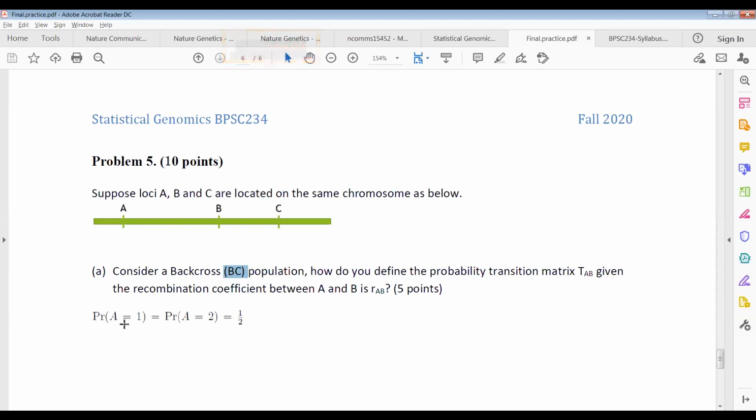Suppose at locus A, if the genotype is A1, we say A equals 1. If the genotype for locus A in another progeny is A1A2, we say A equals 2. So the probability of each of them is equal to 1/2. Does that make sense?